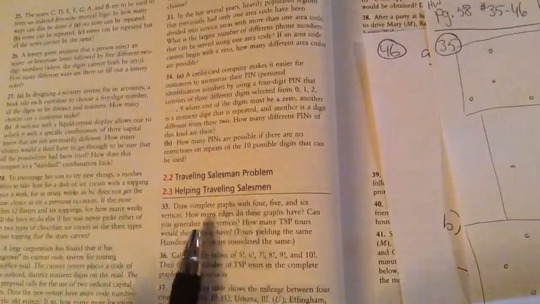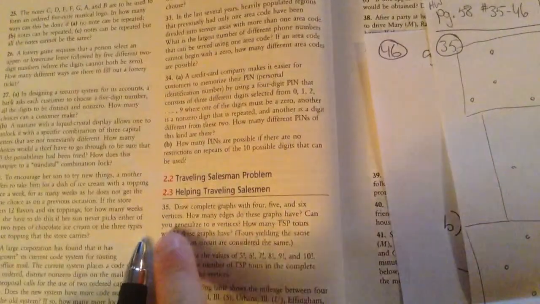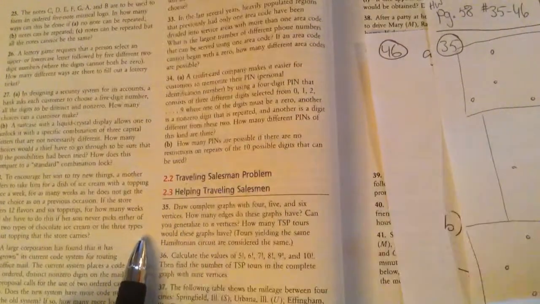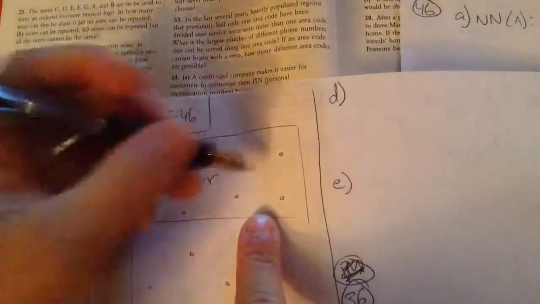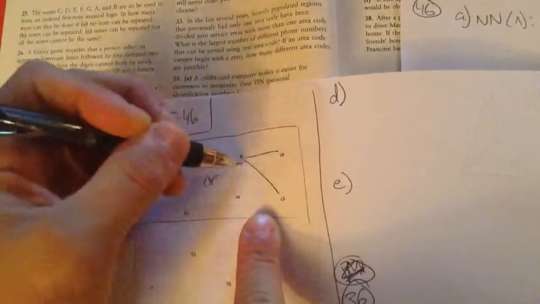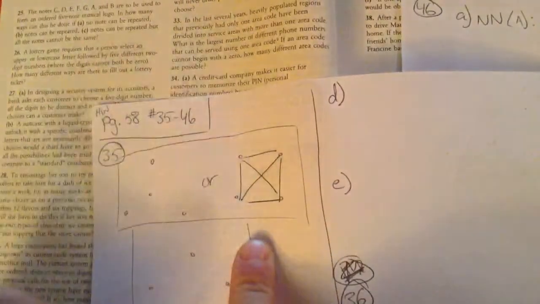Let's go. Number 35 asks us, draw complete graphs with 4, 5, and 6 vertices. How many edges do these graphs have? Can you generalize to n vertices? Well, first of all, let's draw them. Most students orient 4 vertices like this. To be complete, every vertex has to connect to every other vertex. So you get things like that.